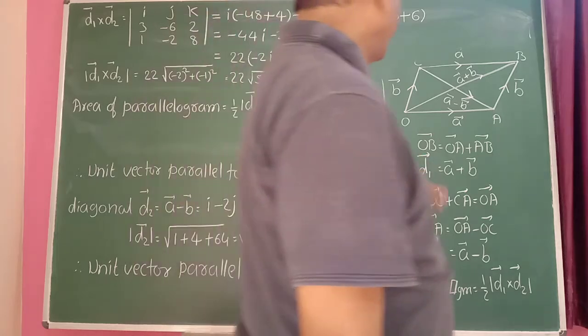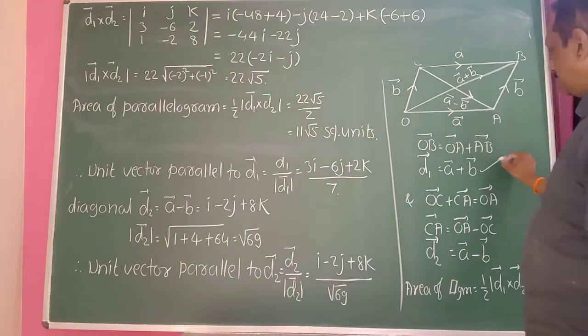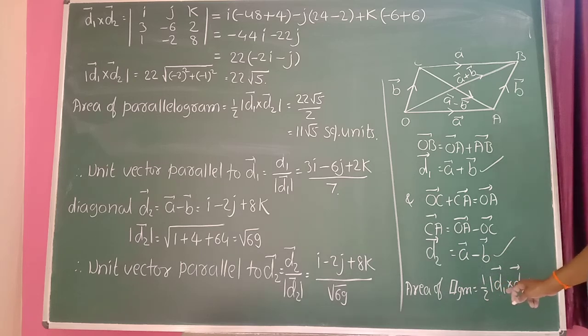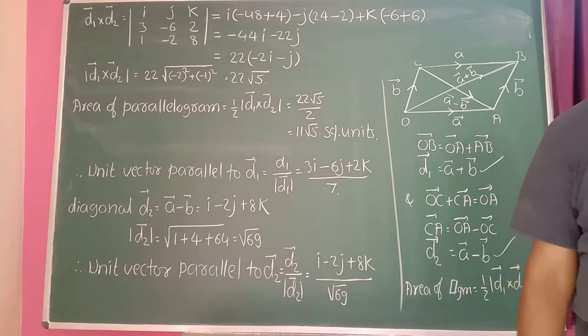Therefore you just remember it here, a bar plus b bar and a bar minus b bar always represent the diagonals of a parallelogram. And if you know the diagonals d1 and d2, then the area of the parallelogram is 1 upon 2 into modulus of d1 cross d2. This is the formula here.